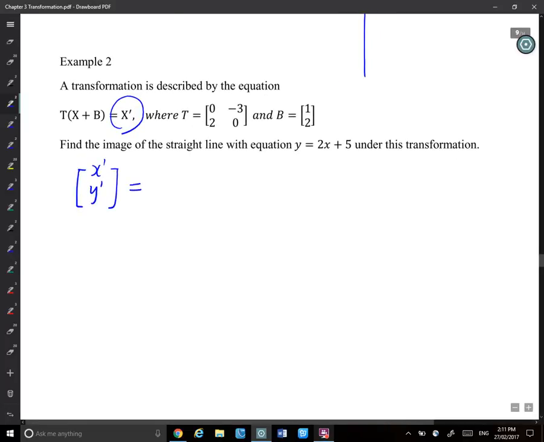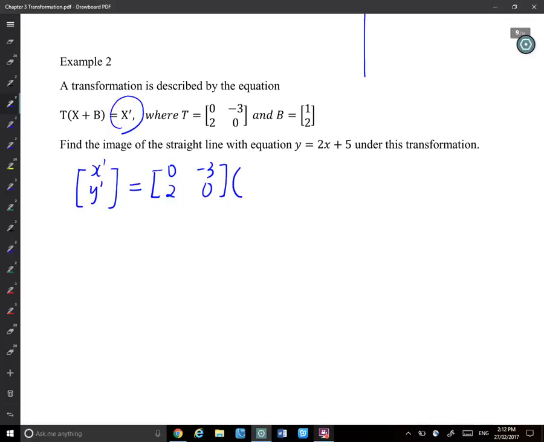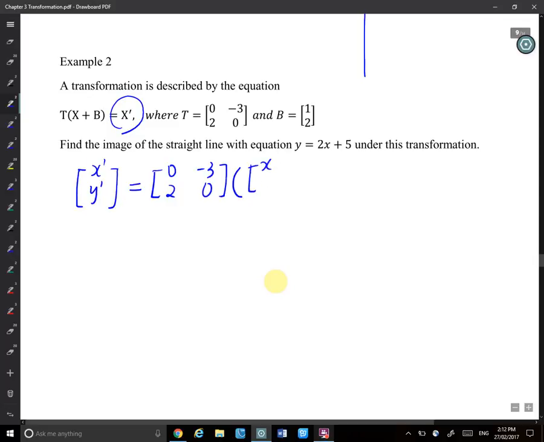That equals T. What is T? T is 0, negative 3, 2, 0. Bracket, X plus b. What is X? The capital X represents xy. Plus b. What is b? b is 1, 2. And finish the bracket.